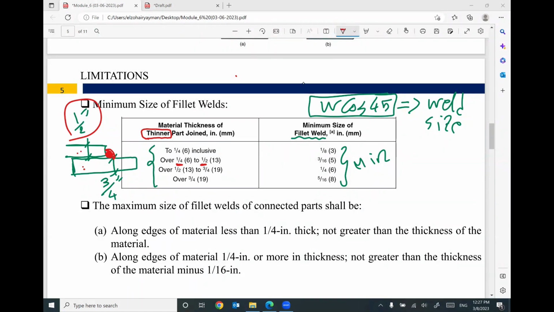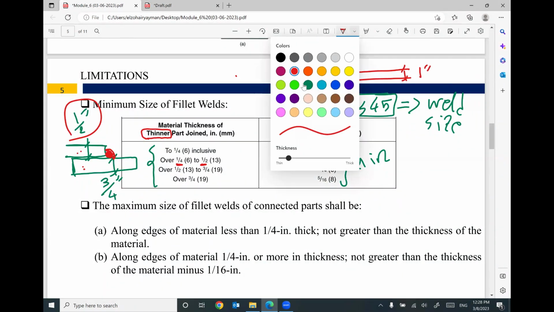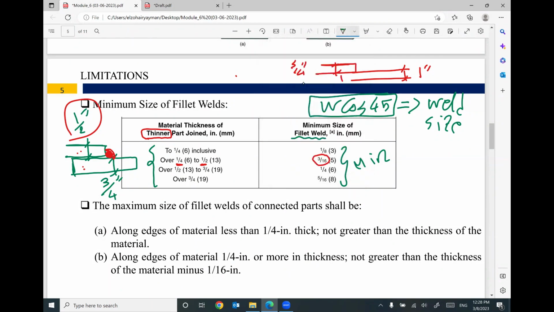Anyway, so your thickness is something between 1/4 and 1/2. So I can assume the minimum welding size 3/16. For example, if you have a plate with thickness 3/4 inch, and another plate with thickness 1 inch, I need to put fillet welding between the two plates to connect them.